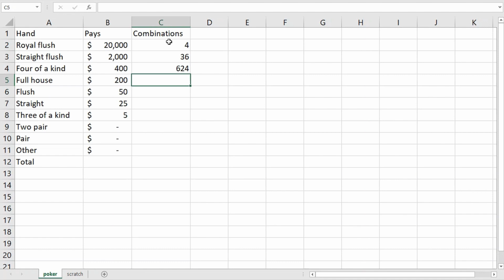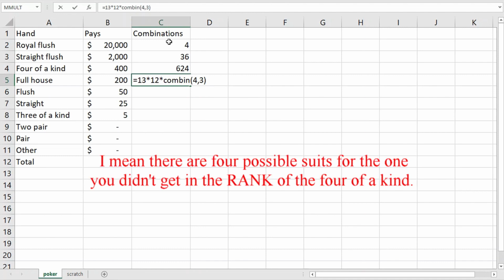Let's move on to the full house. There are 13 possible ranks for the three of a kind, and there are 12 left for the pair. How many ways can you choose three suits out of four? Well, the answer would be combin 4, 3, which is also pretty obvious to see is just four, because there are four possible suits for the suit you didn't get in the three of a kind.